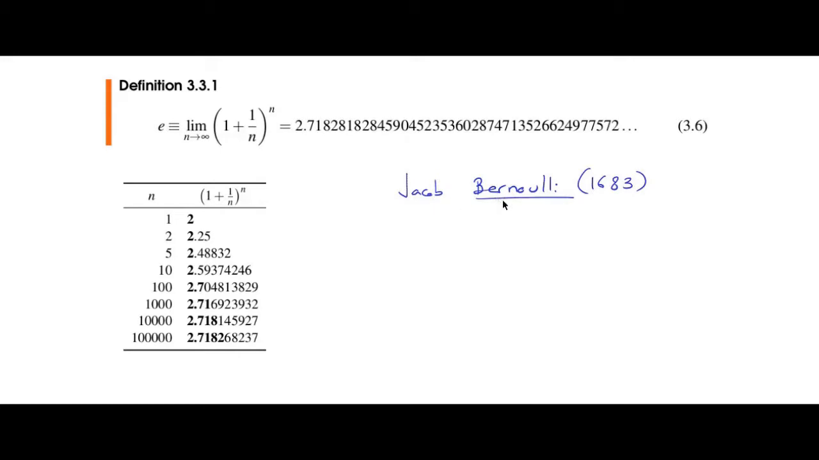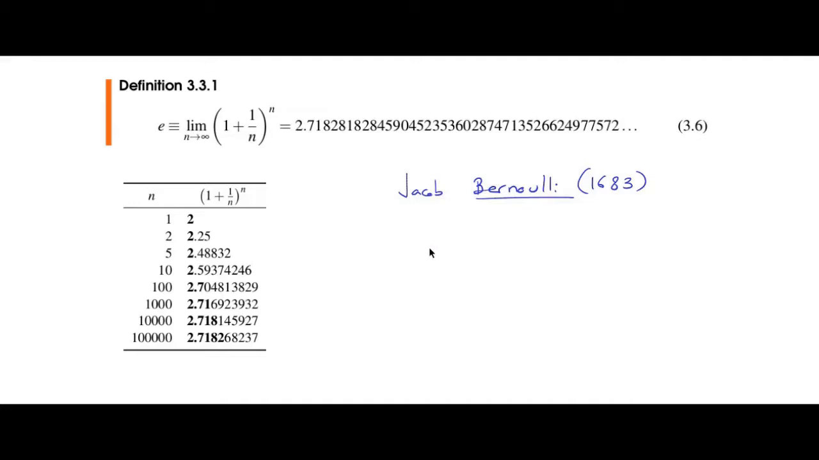And Jacob was a member of the Bernoulli family, which is famous in the world of mathematics because many of its members were famous mathematicians. Like there was Jacob, you had Johann, you have Daniel. Many of them made very important contributions to mathematics.